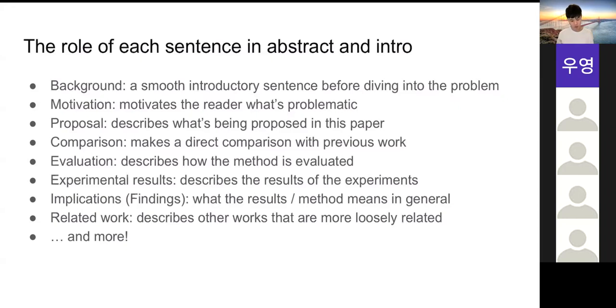So a sentence might be a background where you're giving a smooth introductory sentence before diving into the problem or your point. It might be a motivation where you're trying to motivate the readers about what's problematic. It might be a proposal that describes what's being proposed in the paper. It might be a comparison to a previous work or many previous works, and here you're making a direct comparison very rigorously. You might be making an evaluation, talking about how your method is being evaluated, or you might be talking about some experimental results that your paper contains, and also the implications of these results, which basically signify what they mean in the grand scheme of things. And lastly, but of course not really lastly, there might be related work that describes other works that are more loosely related than comparisons, I would say.